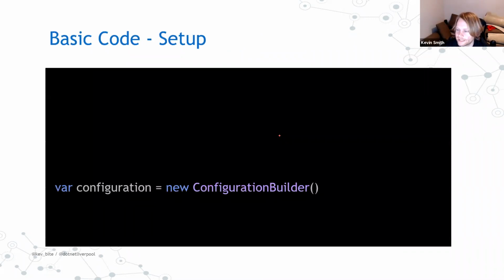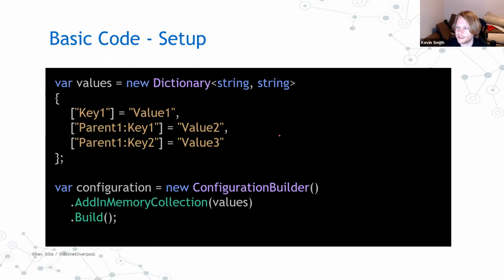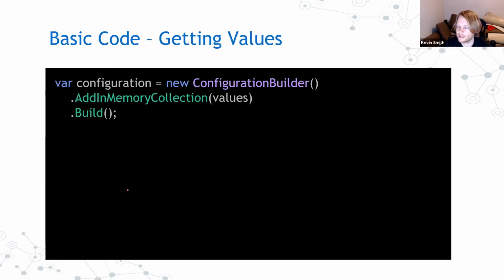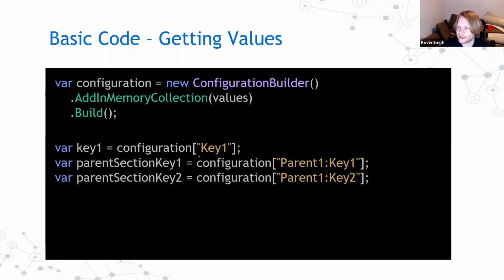The basics are you create a configuration builder, and on top of that, you just call build once you've finished building up your configuration object. The default one, as we said, is the memory one. So we can pass a dictionary into the memory collection and pass it into this builder. We pass our keys with their values in the dictionary, throw it into the add in-memory collection method, and then call build. Then we can get our configuration values out by using the default accessor, passing in a key. So you can just do configuration, key one, and we get it out as a string.